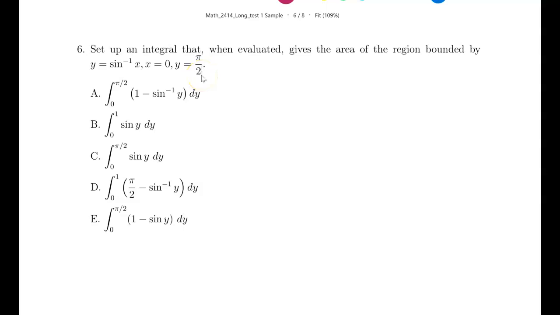Now, in any problem here, it is very important that you graph first. That's why it's also very important that you remember the graph of your basic functions. Sine inverse is one of those. If you recall, the graph of the sine function, sine of x, is this curve here.